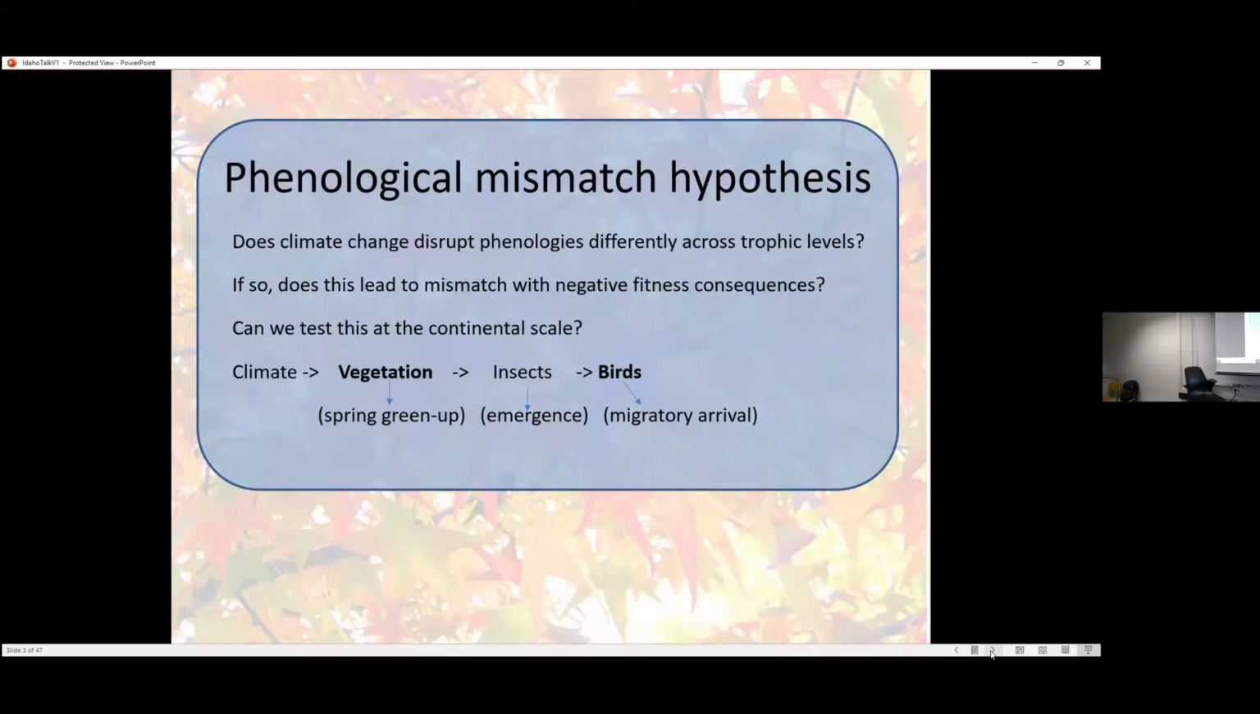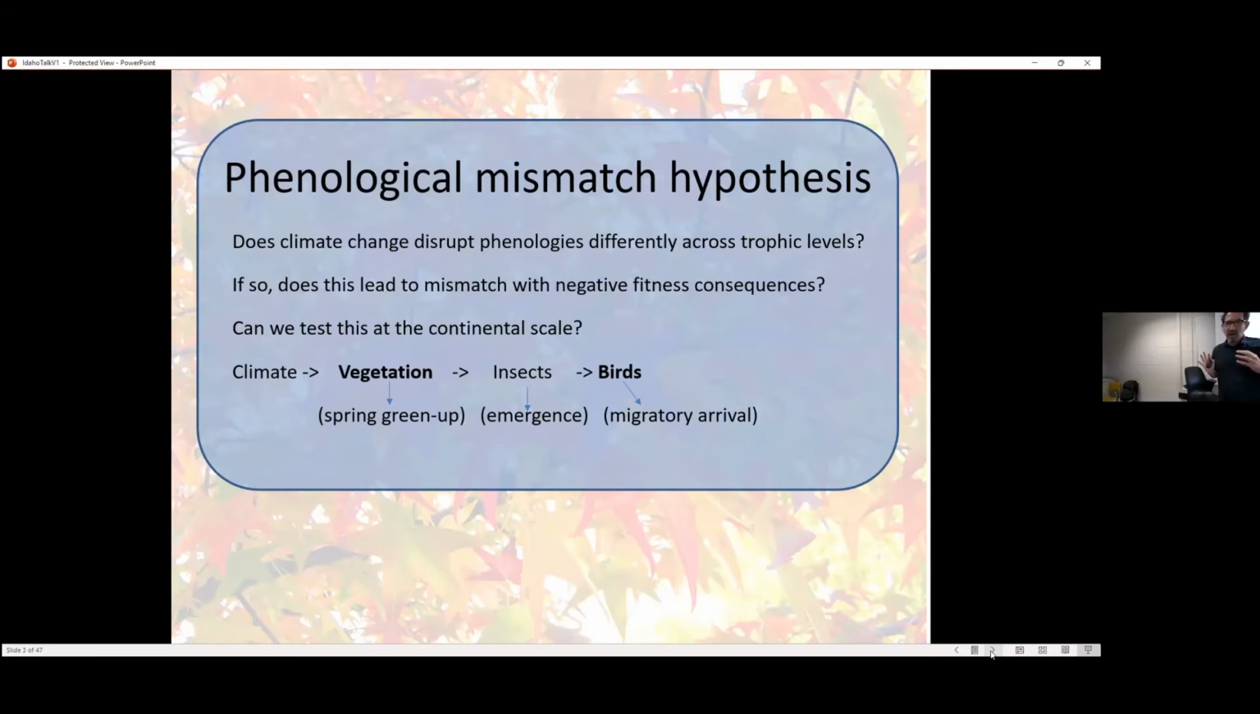So regarding this phenological mismatch hypothesis, an important through line of this presentation is thinking about phenological mismatch. We're really trying to figure out if climate change is disrupting phenologies differentially across different levels. Different species and different clades have different sensitivities to climate forcing. So can we look at those overlaps or lack thereof, and how they're changing, the trends, right? The time's arrow here. And if that is what we're finding, does it have negative fitness consequences? And can we test this across broad scales?